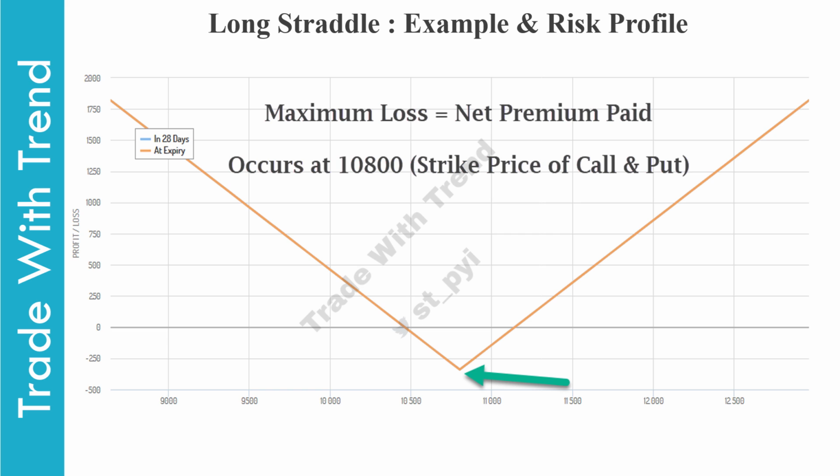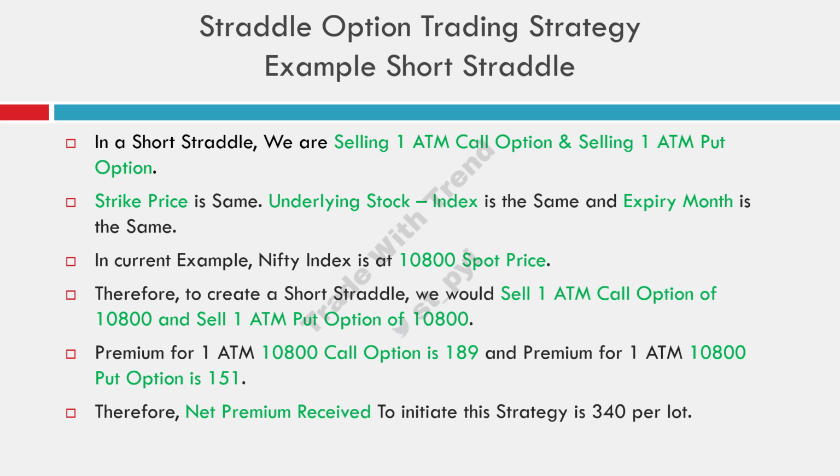So now let us move towards short straddle. The profit part I will be explaining in the payoff table, and that would come towards the end for both these strategies. Now in a short straddle, we are selling one at the money call option and selling one at the money put option. Now strike price remains the same, underlying stock or index remains the same, and expiration month also remains the same. In the current example, Nifty index is at 10,800 spot price.